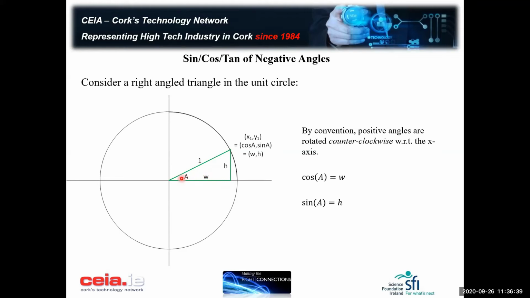And that intercept between the line of the angle with respect to the x-axis and the unit circle itself, that intercept point has coordinates that are cosine A and sine A, in this case, W, H. So to reiterate, the cosine of A is W, the sine of A is H.